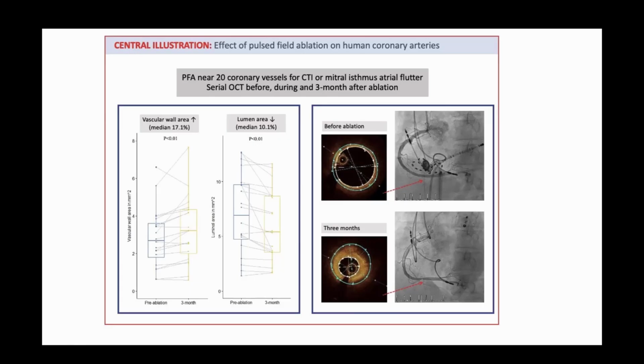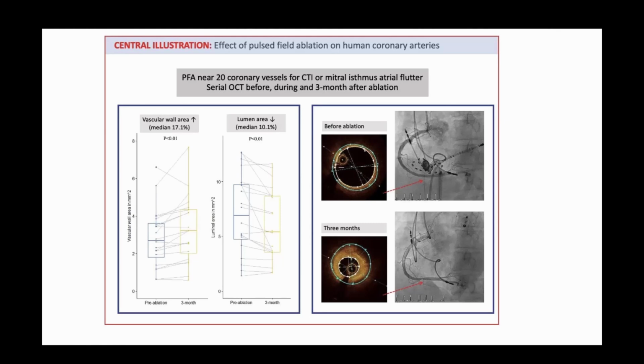Fantastic. So based on this, I guess comment on any sort of next steps in terms of further research in this area, and also what's your clinical practice? Do you still use the pentaspline catheter for flutter ablation, or have you changed? Yeah, so I think these data tell us that we need to be very cautious if we decide to use PFA around the coronary artery. For me now, I would at least counsel the patient of the potential and rather unknown long-term sequelae to the coronary vessels with the use of PFA.